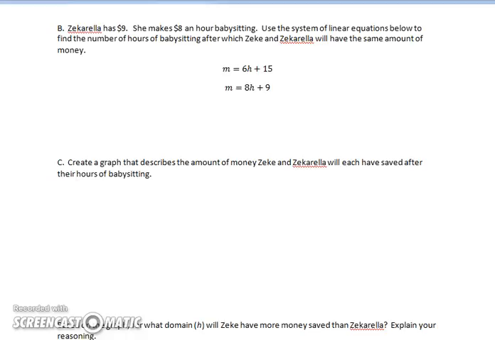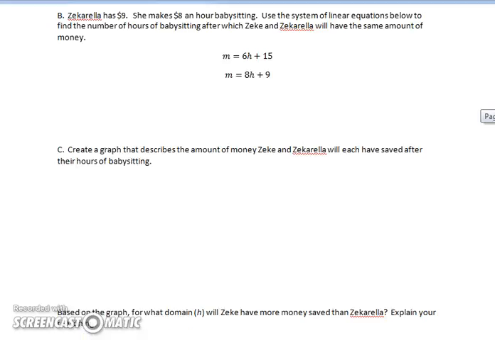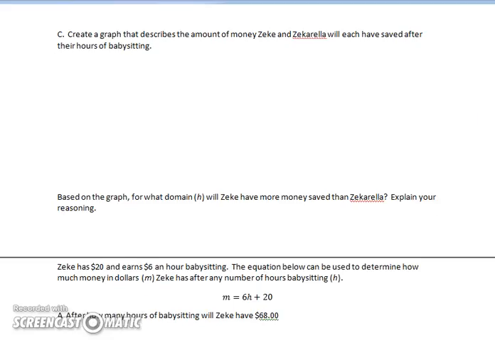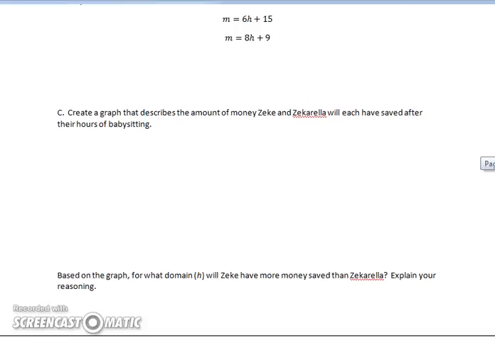For part C, it says create a graph that describes the amount of money Zeke and Zekarella will each have saved after their hours of babysitting. And a part of this also says, based on the graph, for what domain H will Zeke have more money saved than Zekarella? Explain your reasoning.